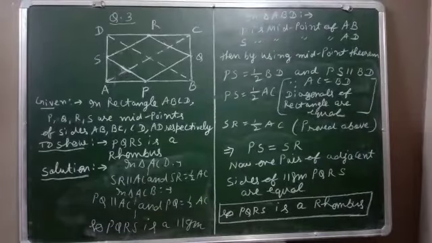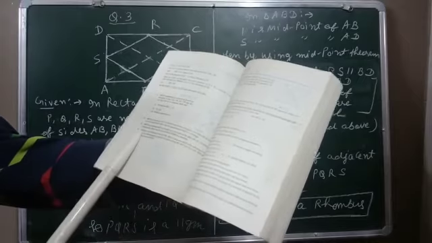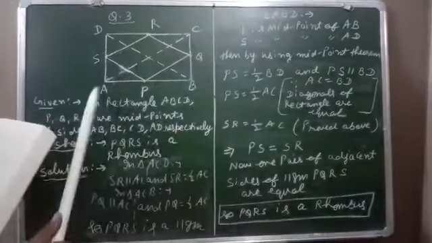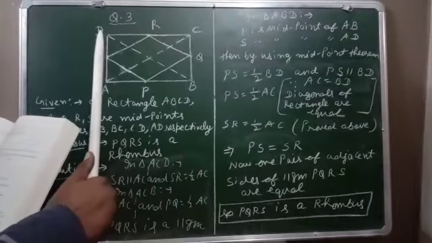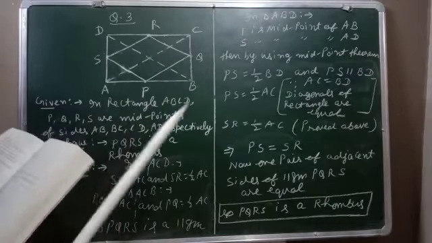Now the third question. Here ABCD is a rectangle and P, Q, R, S are the midpoints of sides AB, BC, CD and DA respectively. So we will draw the figure of the rectangle. PQRS are again midpoints of the different sides. This is given, and we want to prove PQRS is a rhombus. In the second question a rhombus was given and we proved a rectangle. In the third question a rectangle is given and we want to prove a rhombus.